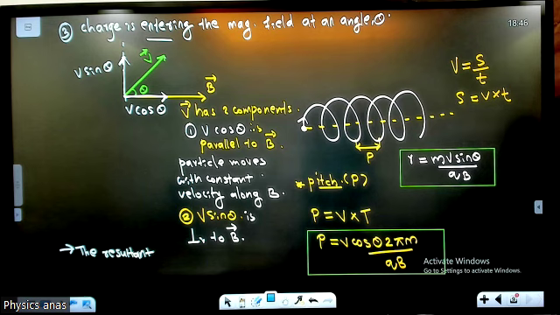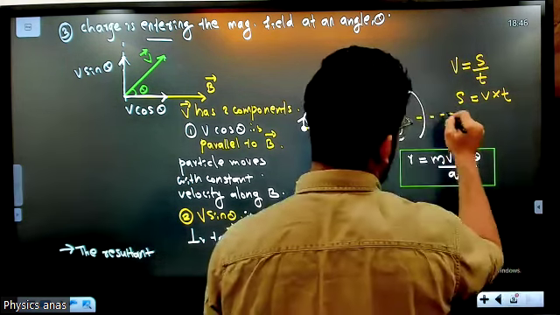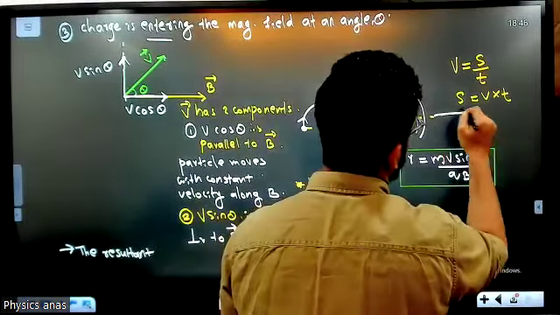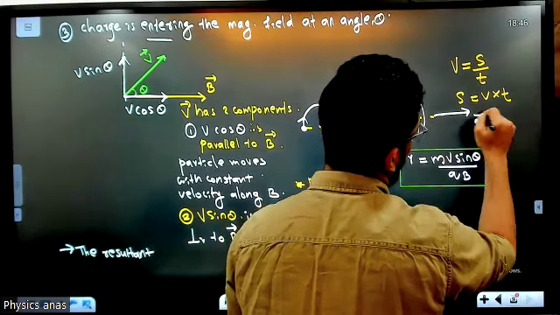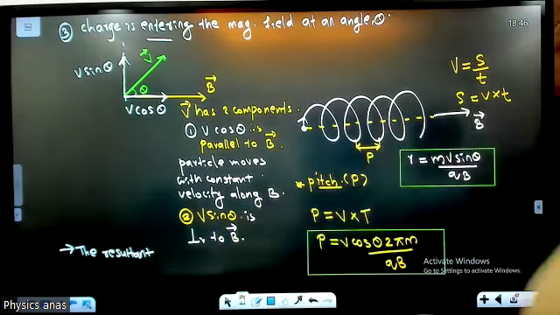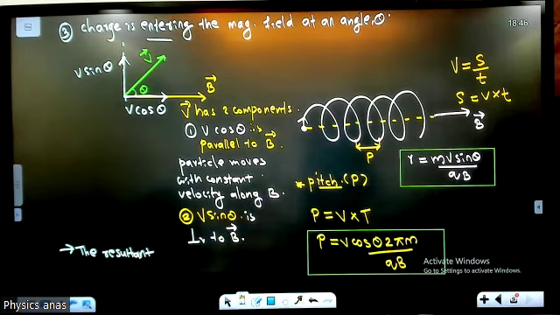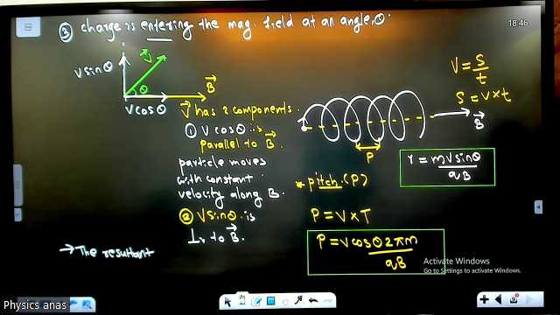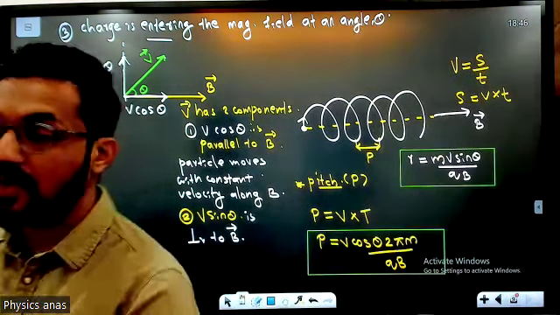Distance moved in the direction of magnetic field during one rotation. Distance moved in the direction of magnetic field during one rotation.